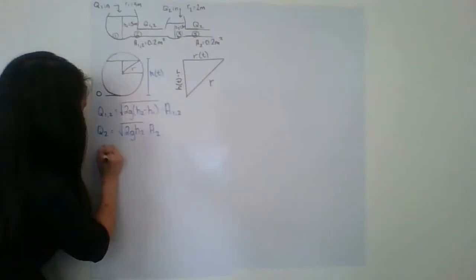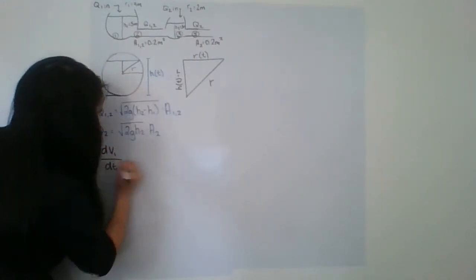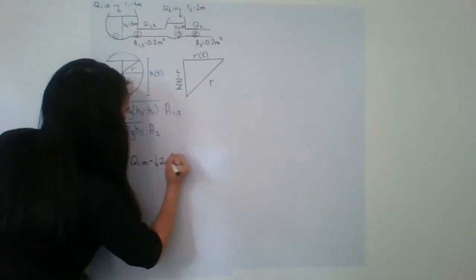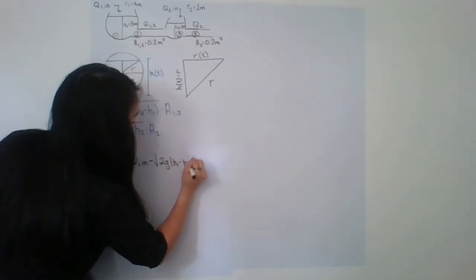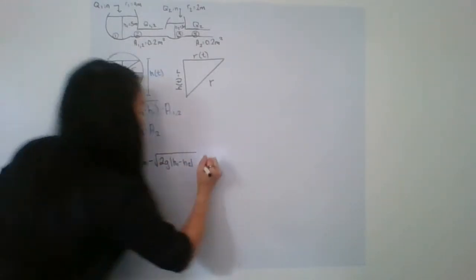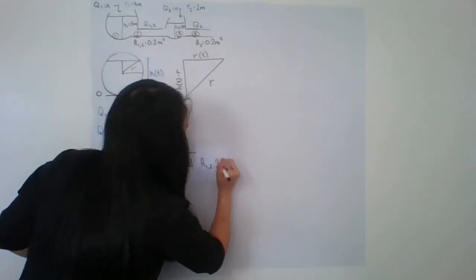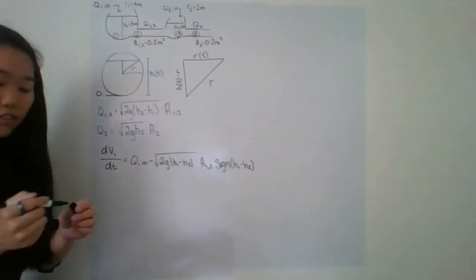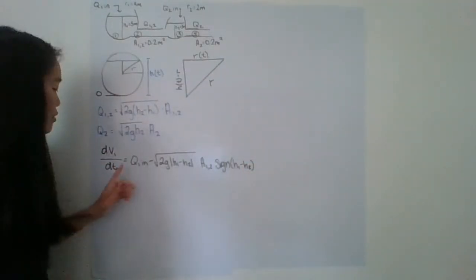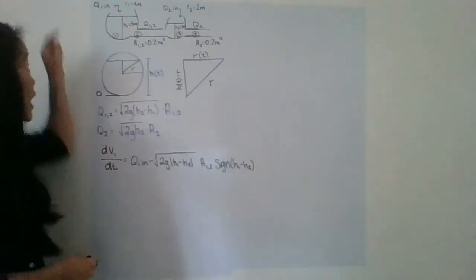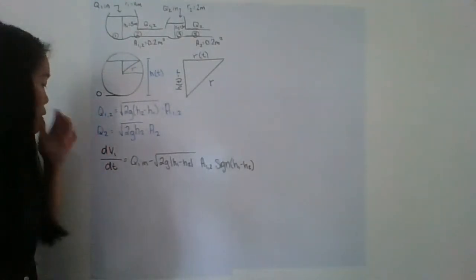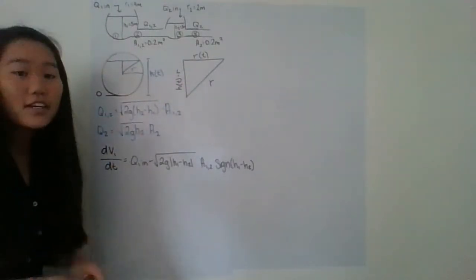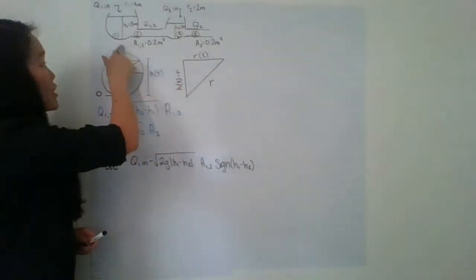So we have dV1 over dt equals Q1n minus the square root of 2G times the absolute value of H1 minus H2, and this is multiplied by A12 with sign with respect to H1 minus H2. So the flow rates we have are Q1, and that's positive since it is entering the system up here, and Q12, or A12, which is connecting both of the tanks, and it's negative because it's leaving tank 1.